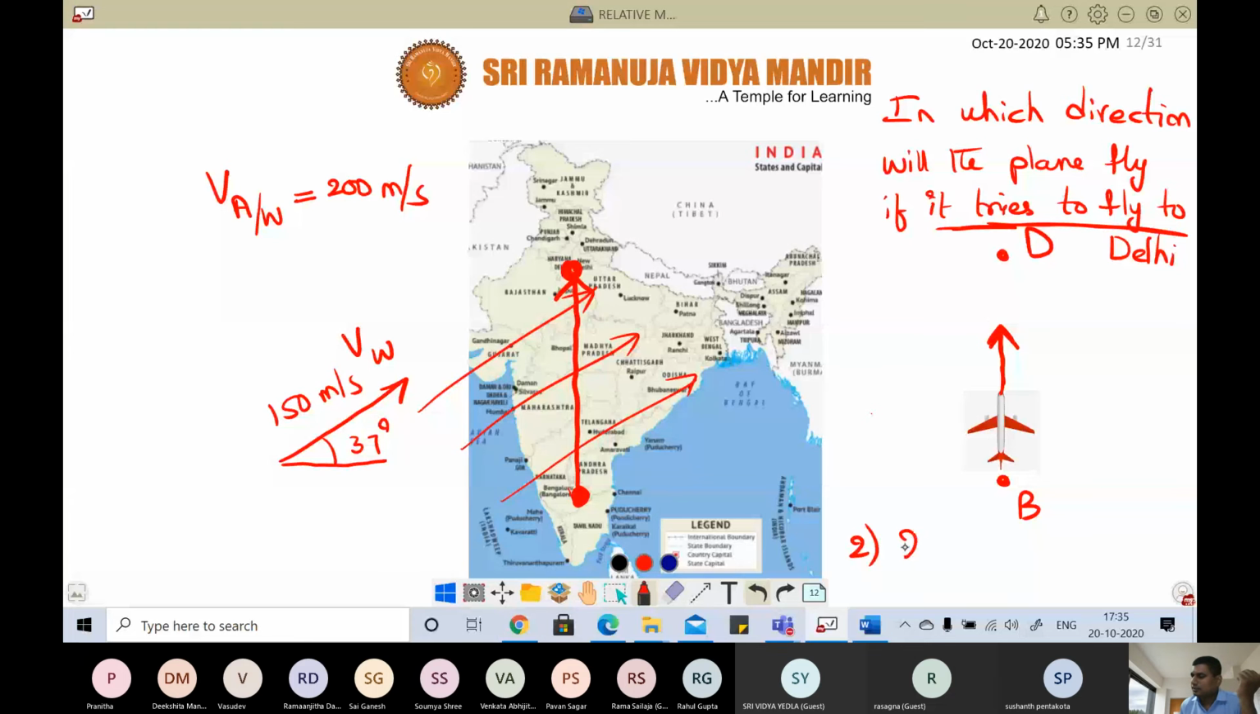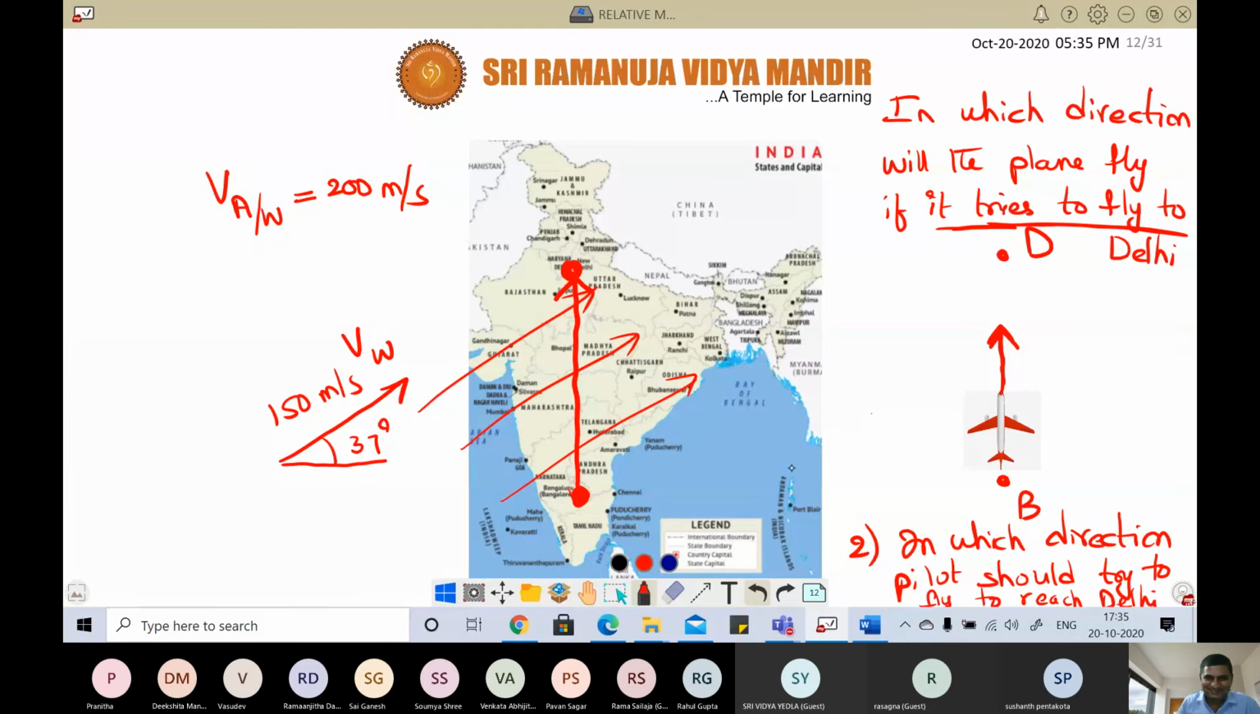Question 2 is: in which direction should the pilot try to fly to reach Delhi? Can you help him? Towards north. Towards north is this only. Bengaluru to Delhi is towards north, and I'm telling you it is a straight line like a y-axis.